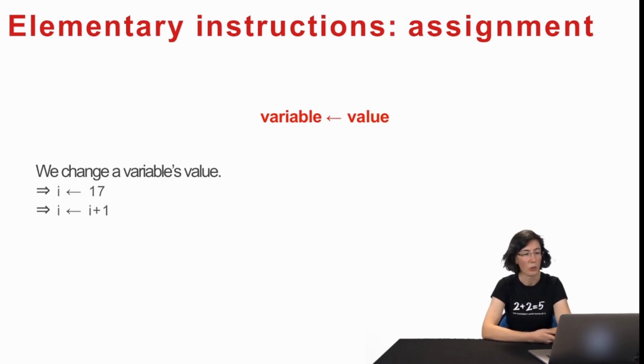We have a variable and we want to modify its value. There can be I which receives a given value, 0, 17, 42, or we can have a value calculated using other values and other variables. For example, I receives I plus 1, so if I equaled 3, it now equals 4.